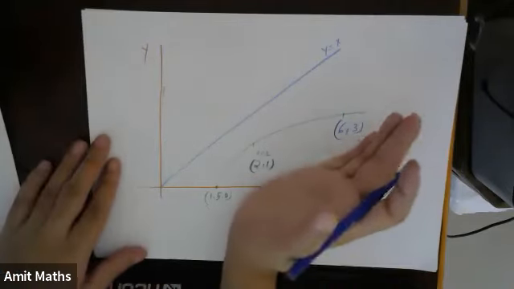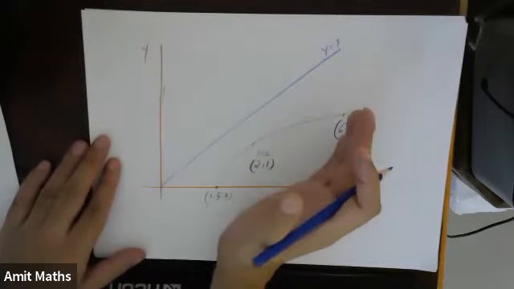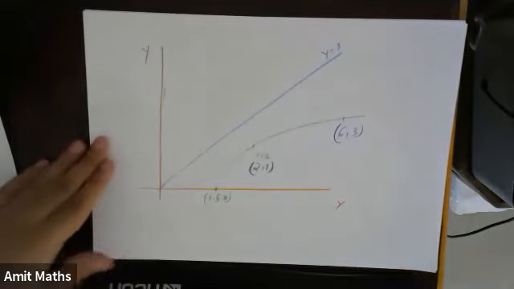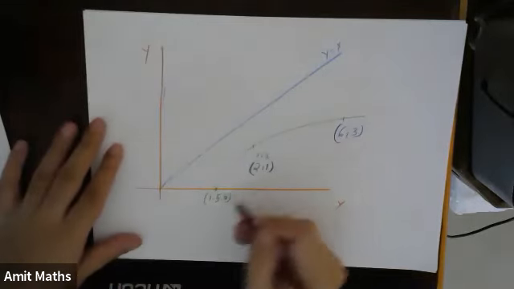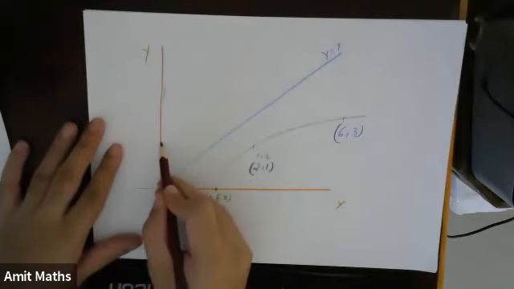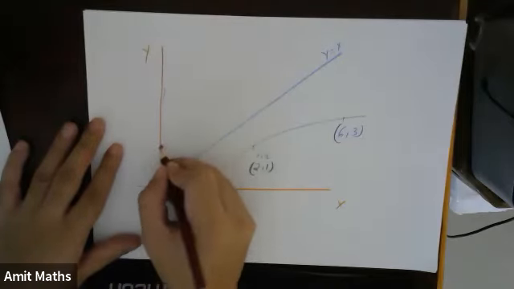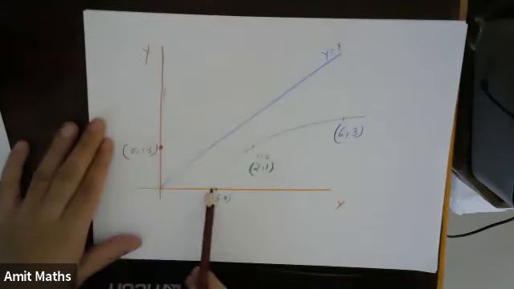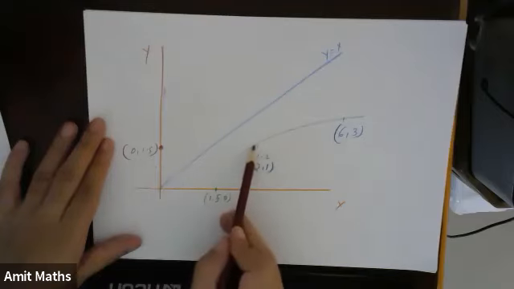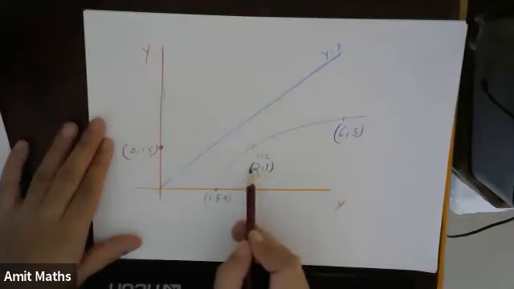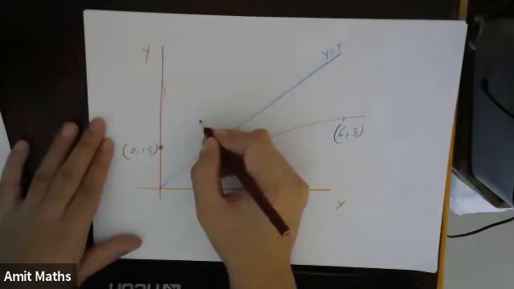I can take these 3 points and find the reflection about the line y equals x. The reflection of 1.5 comma 0 will lie on the y axis, so it will be 0 comma 1.5. This point is 2 comma 1, so the reflection will be 1 comma 2, somewhere here.